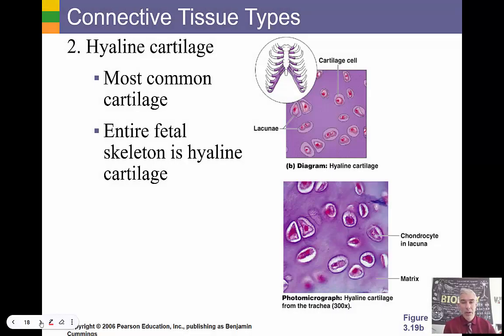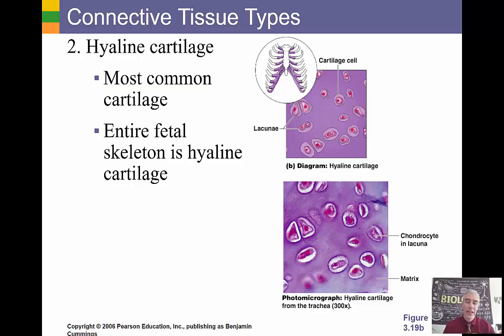Next type, there are going to be 3 cartilage types we talk about, is hyaline cartilage. The way I remember this is it looks like a lazy river. It looks like inner tubes floating in a smooth-looking pool of water. And this is mostly made of collagen fibers and things like that.